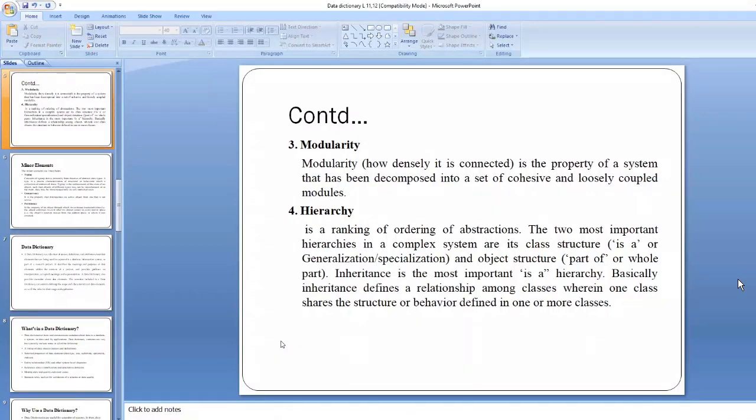Now, if we'll talk about hierarchy, it is the ranking or ordering of abstraction. Hierarchy would give us the ranking of order of abstraction, where the knowledge, the information about that particular object has been stored.